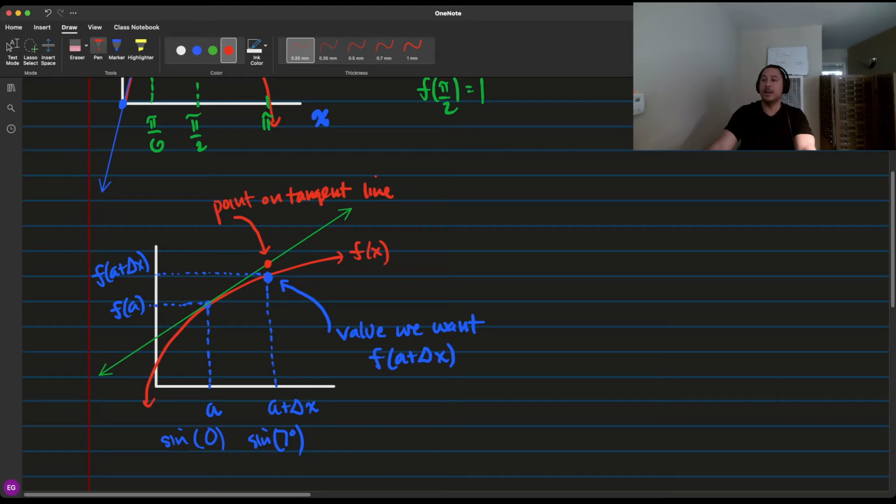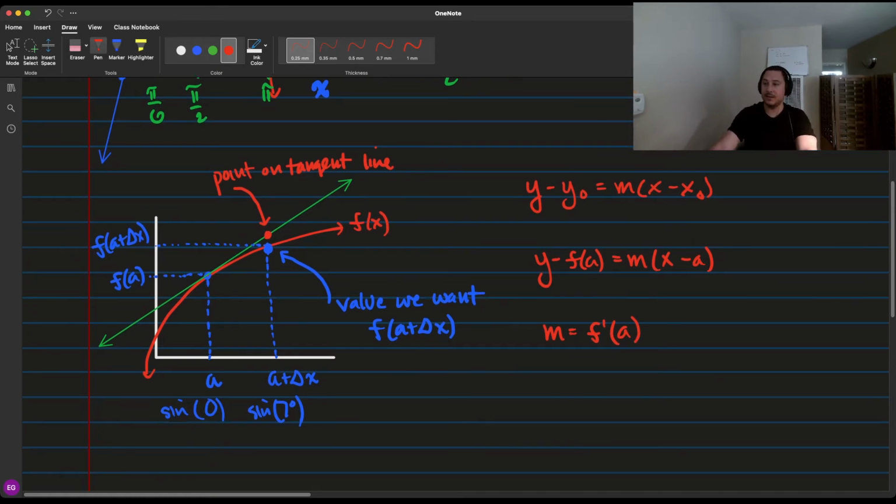Okay, so remember, the tangent line is determined by y minus y naught equals m times x minus x naught. The y value that we're going to be using is f of a. The y naught is f of a. We'll get to m in a second. The x naught is a. Now, the m value is the slope of the tangent line at a. Right? Because that green tangent line, that's the tangent line at a.